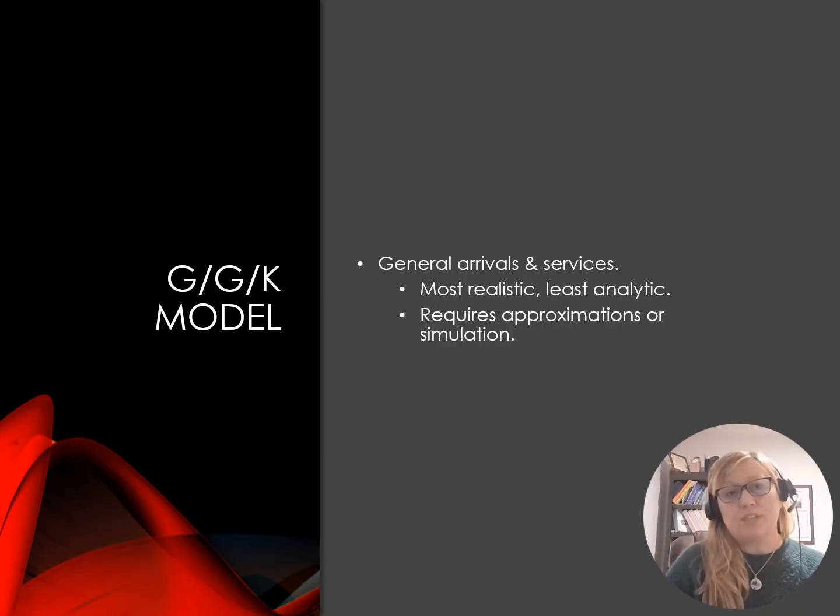Performance in a GGK system is dominated by the squared coefficients of variation for both arrivals and services. Higher variability in either dimension leads to longer queues, more congestion, and greater unpredictability. In other words, GGK captures what actually happens in complex real world environments, but the price is mathematical complexity and a reliance on numerical or simulation based methods.